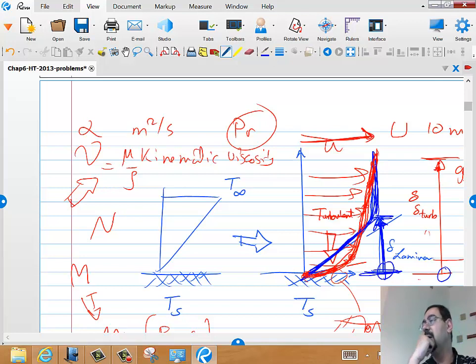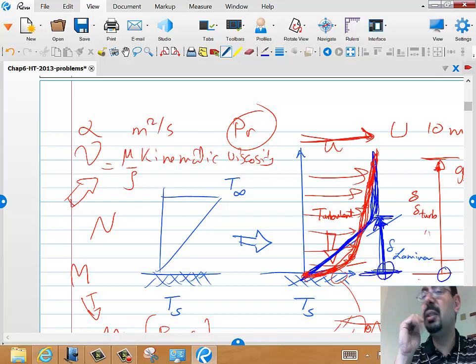So without reading the names on the graph, don't read. Which one do you think is the laminar velocity profile and which one is turbulent? The blue or the red? Which one is turbulent? Okay. Because you read or because you know? Because it takes the rate at which it goes up. So Jesse is right. The red is the turbulent velocity profile.